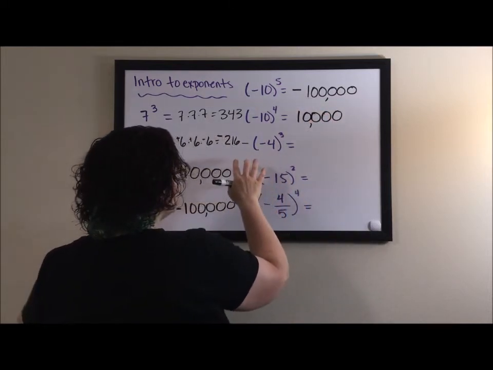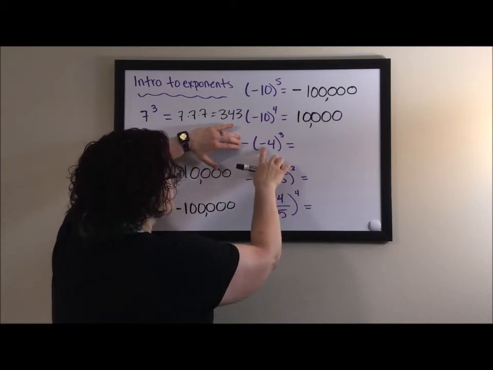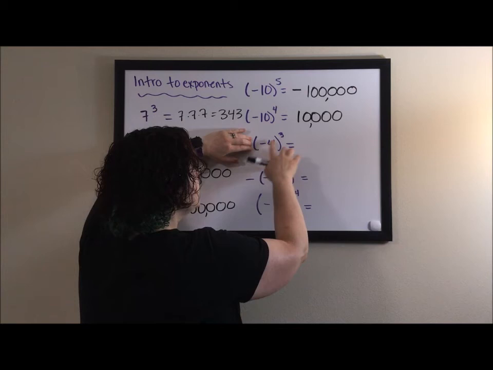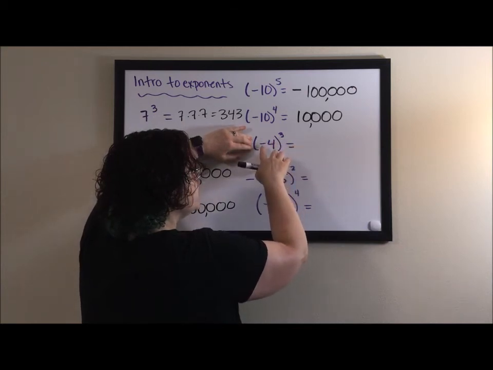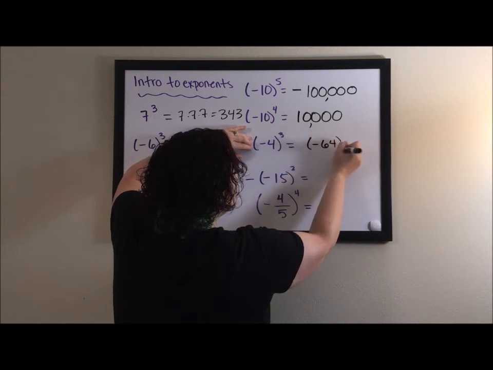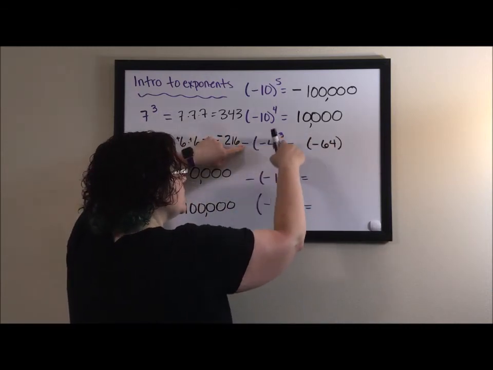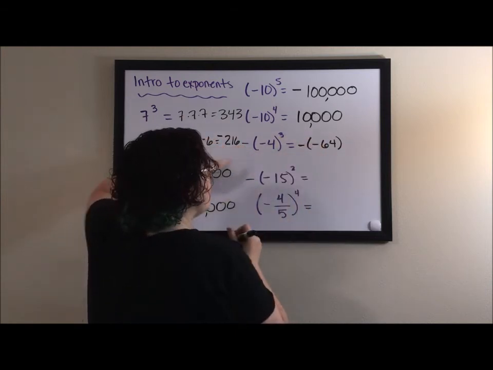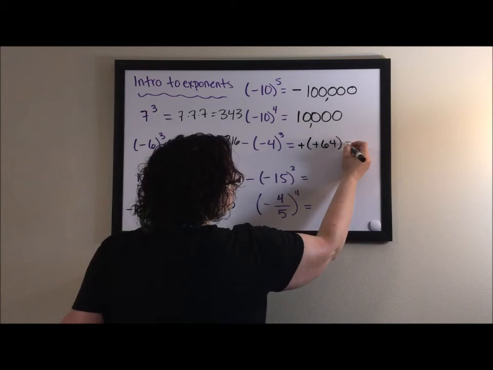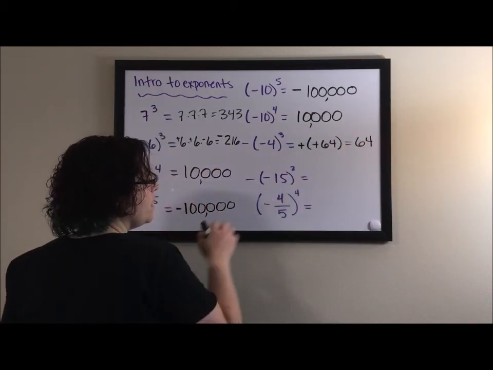So here we have, and this is kind of tricky, we have a negative and we have a negative. Well, negative 4 cubed, because this is odd, the sign is the same as the base. So that's going to be negative 64. But that negative isn't touched by the cube. The cube is only touching what's in the parentheses, so that negative stays out front. Well, minus a negative is plus a positive, so this becomes a positive 64.